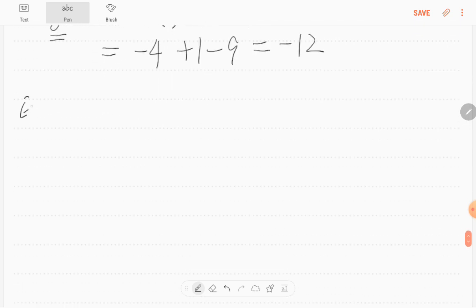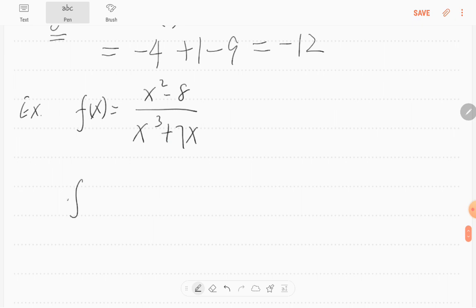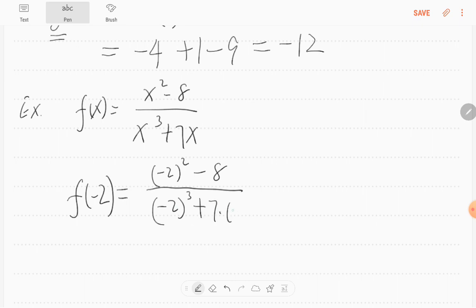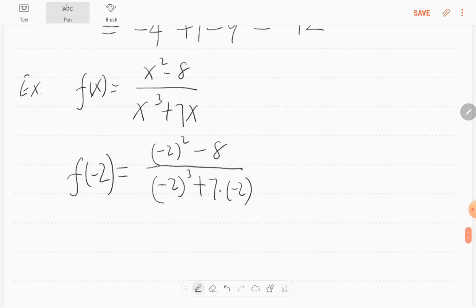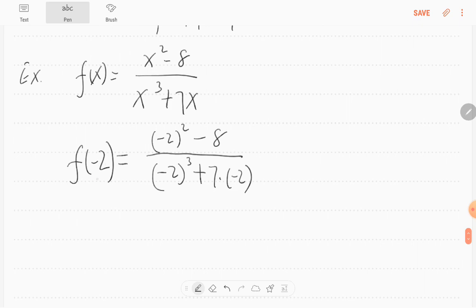Another example. If f of x is given by x squared minus 8 over x cubed plus 7x, what is f of negative 2? Again, that means we replace x with negative 2 on the right side. So negative 2 in parentheses squared minus 8, negative 2 in parentheses, over negative 2 cubed plus 7 times parentheses negative 2. We replace the position of x by negative 2.